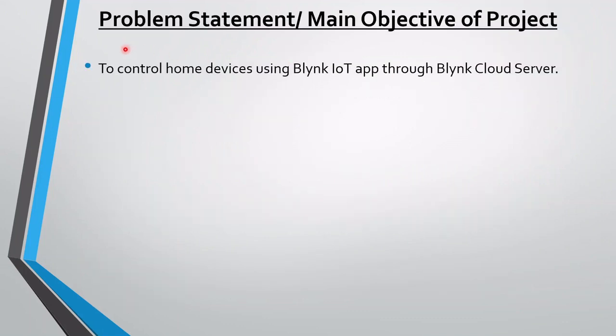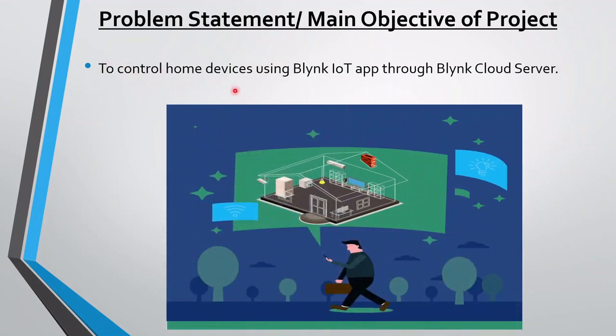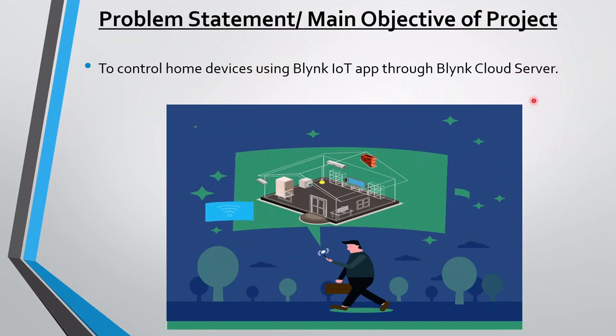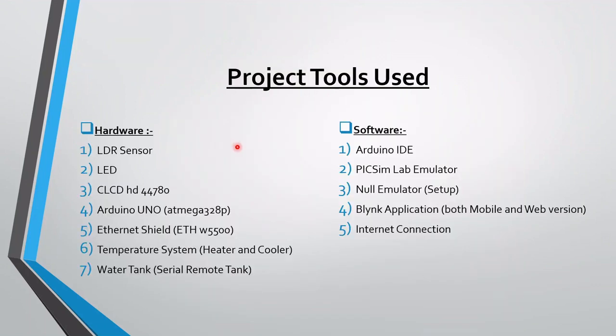Next, we come to our project. What is the main objective of the project? The main objective of the project is to control the home devices using the Blynk IoT app through the Blynk Cloud server, that is home automation.